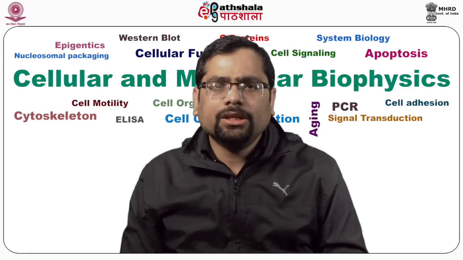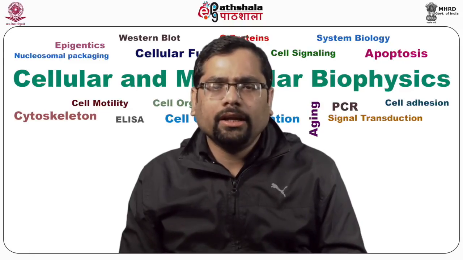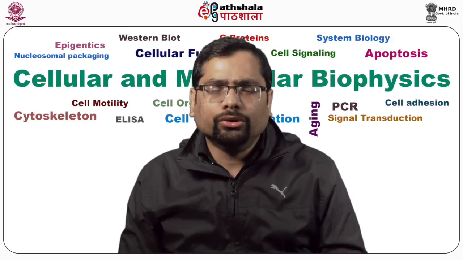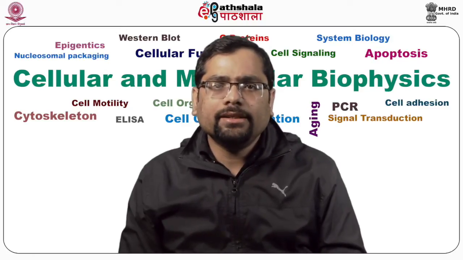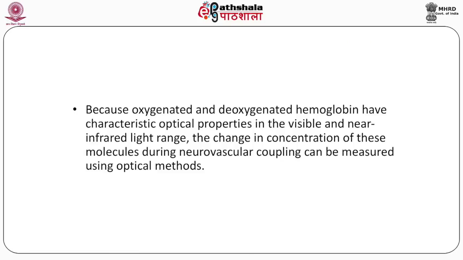The initial increase in neuronal activity is thought to result in a focal increase in deoxygenated hemoglobin in the capillary bed as oxygen is withdrawn from the hemoglobin for use in the metabolic glucose. So, due to this mechanism, there is focal increase in the deoxygenated hemoglobin. Oxygenated and deoxygenated hemoglobin have characteristic optical properties. If we analyze the oxygenated and deoxygenated hemoglobin, they exhibit different optical properties. So, this difference in optical properties is visible, and this difference is in the near infrared light range.